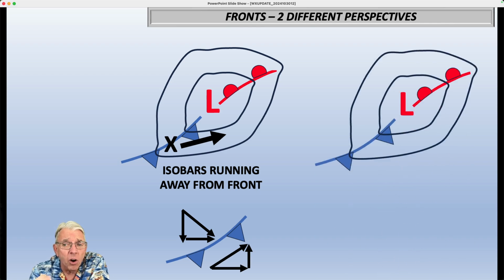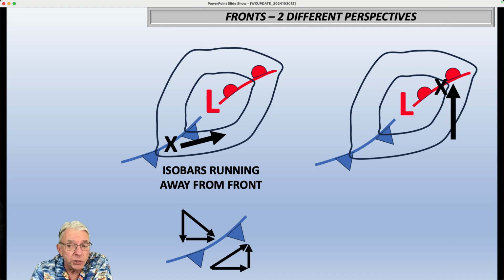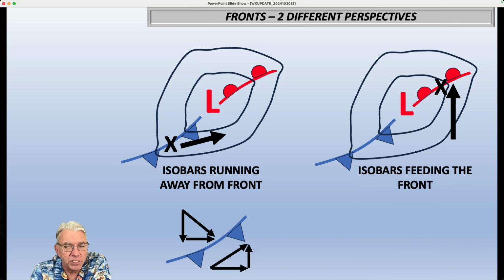Okay, so now we go to scenario 2, where we're positioned to the north and east of the low as opposed to being to the south and west of it. Now we're right along the warm front, and the winds are blowing like this, and I call this isobars feeding the front, okay? So moisture is being transported directly into that area of convergence, and then on the cool side of the warm front here, this warm air is being forced to ride up and over the colder air, which is more dense, and so you'll get a large area of precipitation here to the north of the warm front.